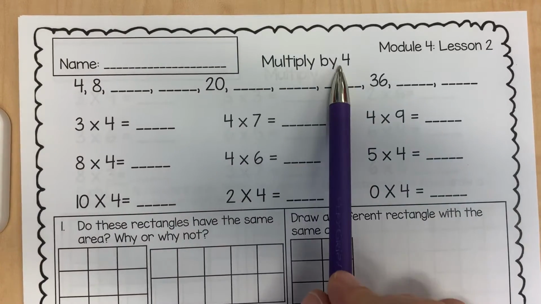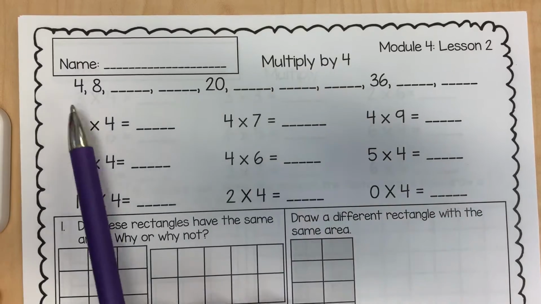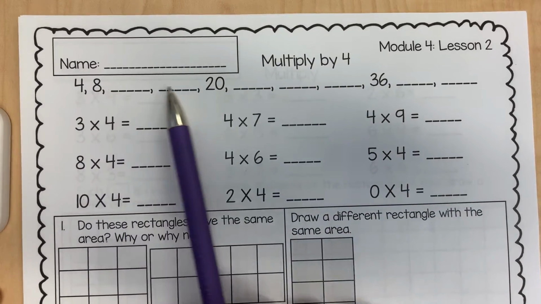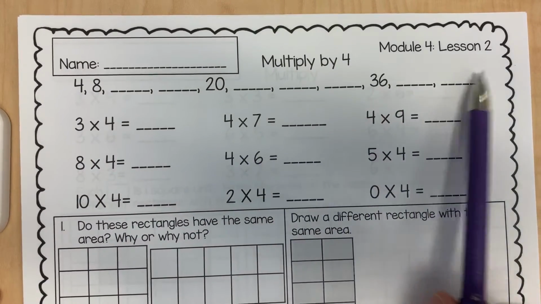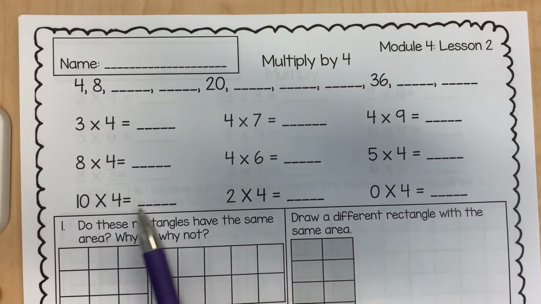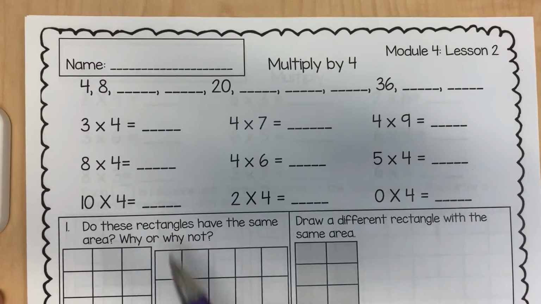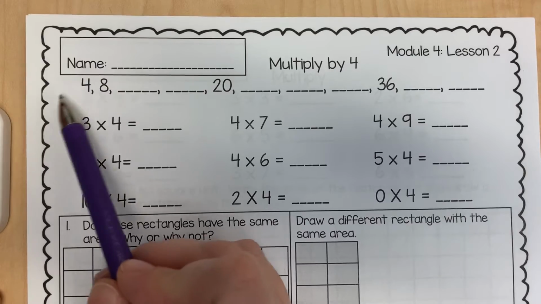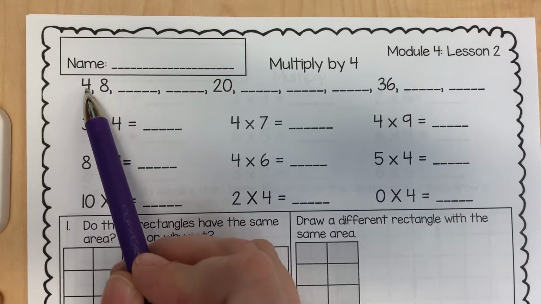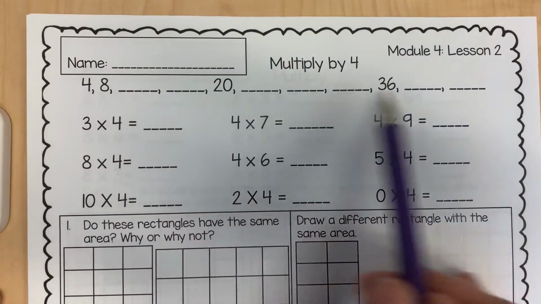So this is a review of multiplying by 4. So count by 4s. You're going to fill this out at the top for counting by 4s. Then down here, you're going to do your multiplication for 4s. So remember, when you're doing multiply by 4, you're counting over. This is your 4, so you're going to count over however many it says.